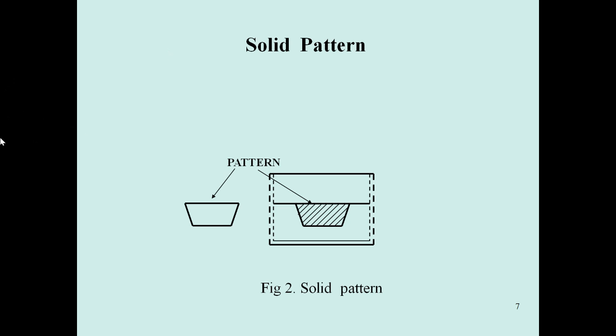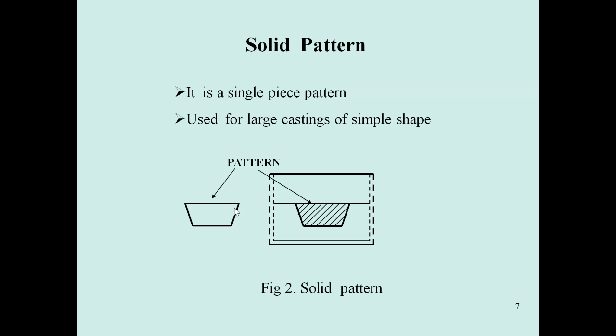This will be the pattern, in a solid model. A solid pattern is a single piece pattern. It doesn't have more than one piece. This single piece pattern is used for casting large and simple shapes. It is used for large castings of simple shapes. Only then do we prefer the solid pattern.